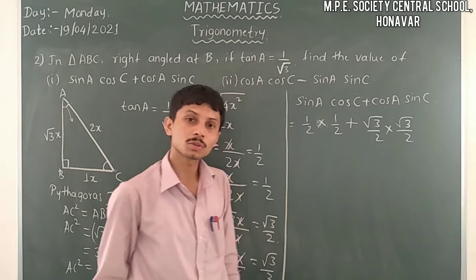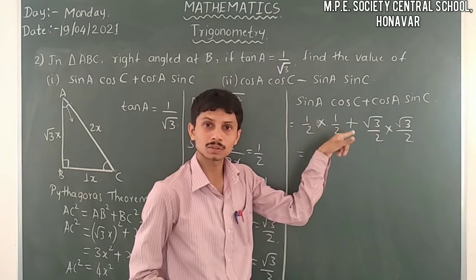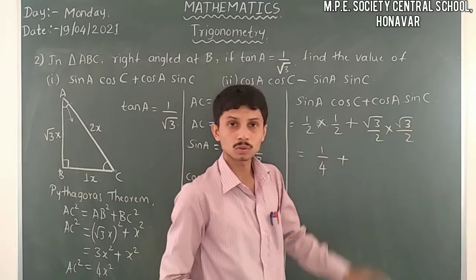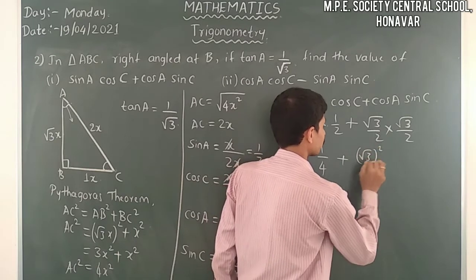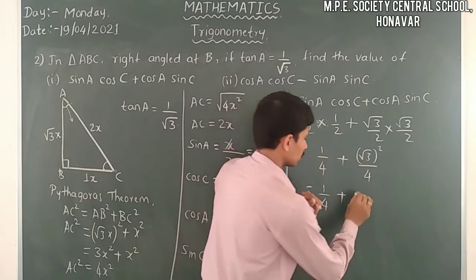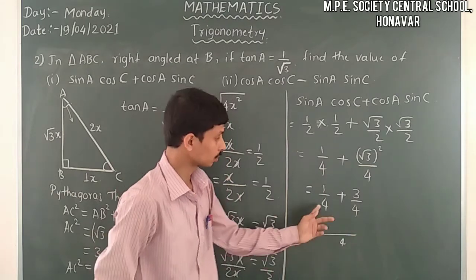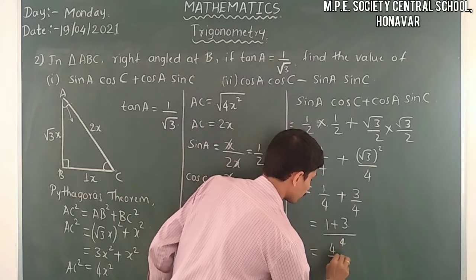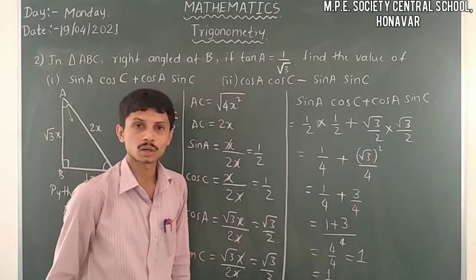So according to the BODMAS rule, firstly we have to multiply, don't add. Multiply numerator and denominator. That is 1 by 4 plus root 3 into root 3, which is root 3 square. Root 3 square is nothing but 3, so 3 divided by 4. Let's take the LCM of the denominator, 4 only. In both cases we have 4, and then we can write the numerator, 1 plus 3, that is 4 divided by 4 is equal to 1. Answer is equal to 1 we got.